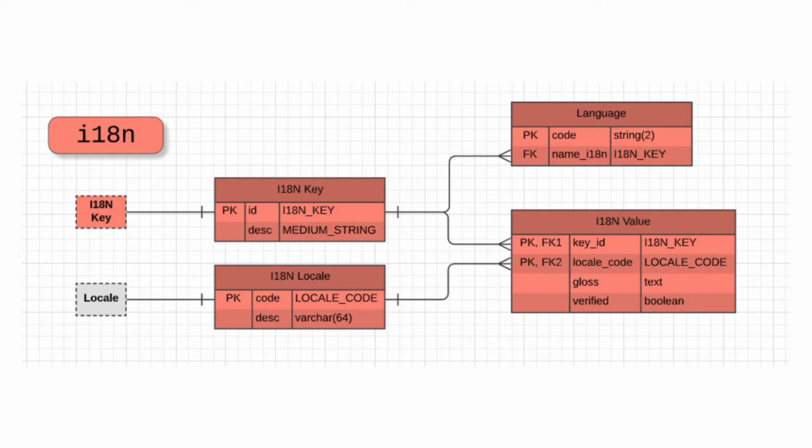We want to have, for each possible pairing of a key and a locale, a value that specifies the translation of that particular key into the localization language. So the associative table carries some additional columns here that represent that information. There's a gloss, which is kind of the linguistics term for the rendering of a particular linguistic idea in a certain human language. And then also a flag here that says verified.